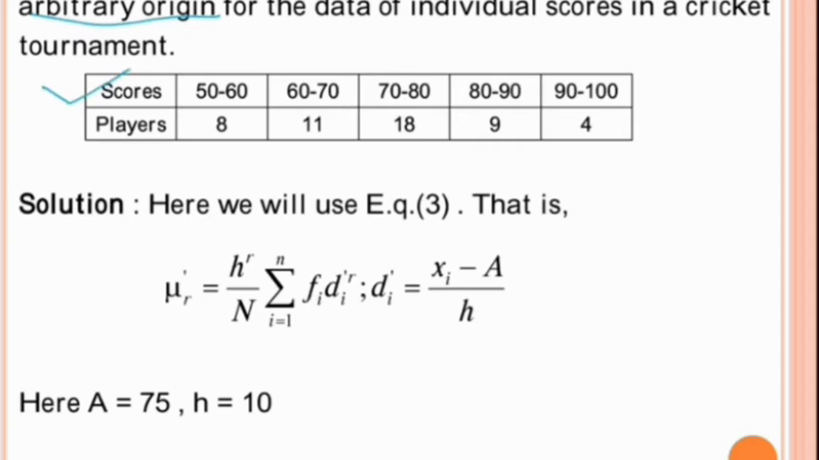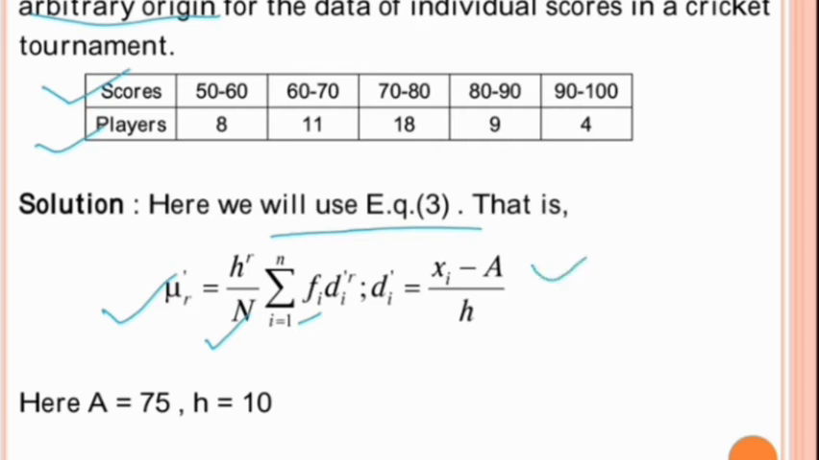So here we are using equation 3, that is mu r dash equal to h raised to r upon capital N, which is the total of frequencies, that is the total of players, right, into summation i equal to 1 to n fi di dash raised to r, where di dash is what?